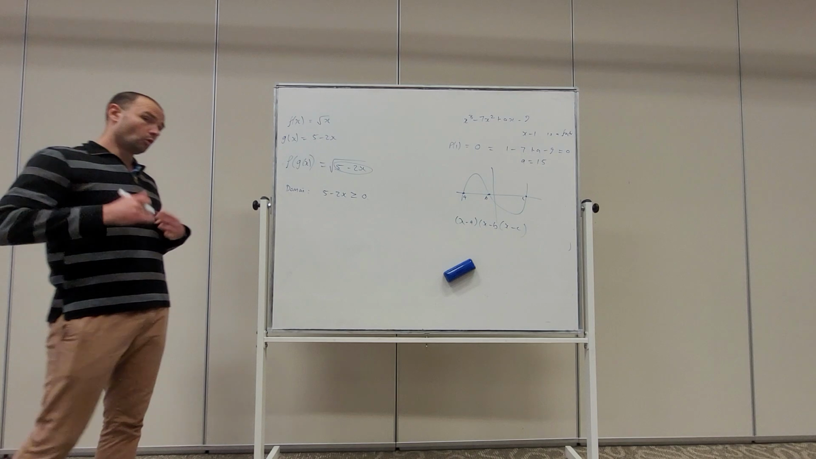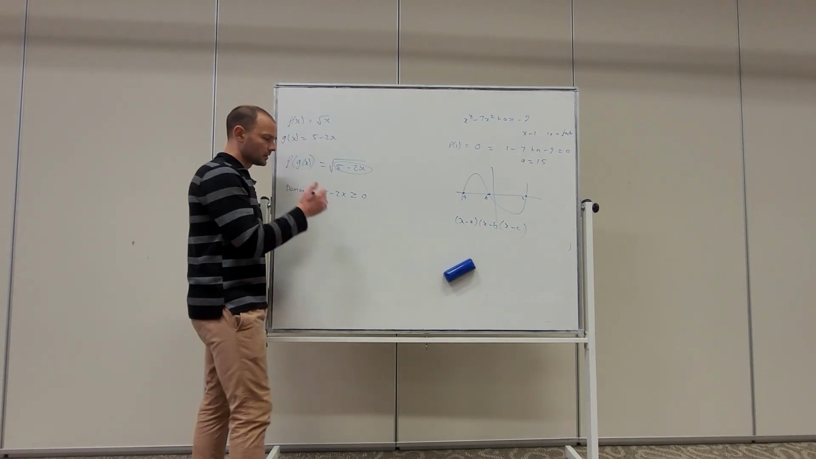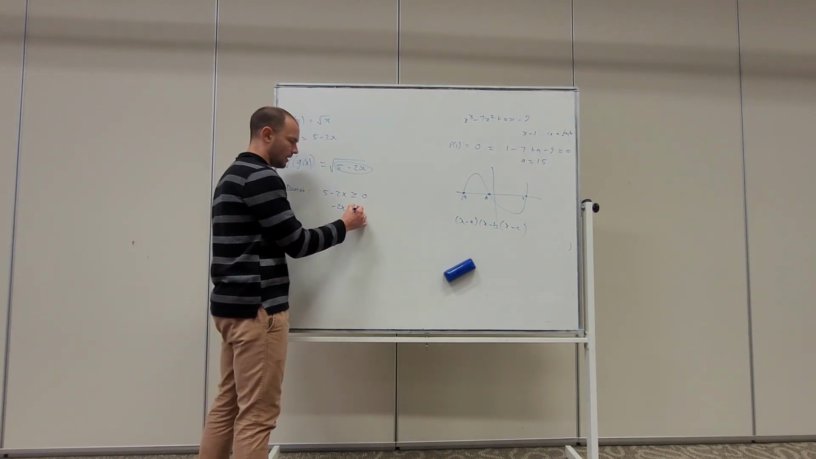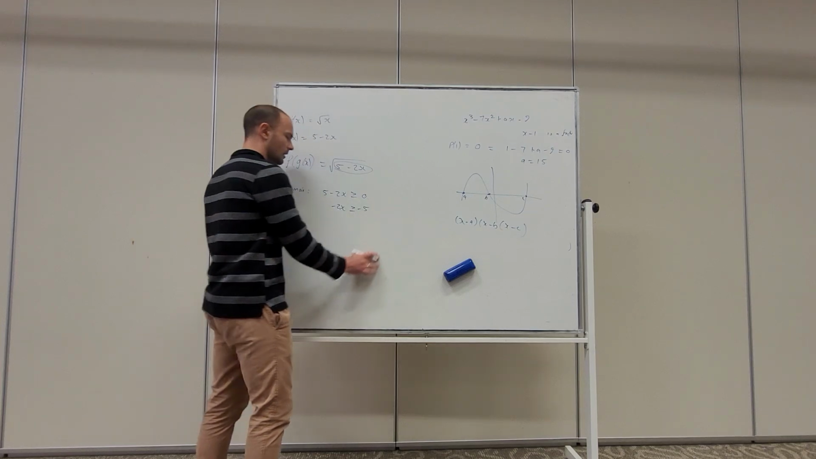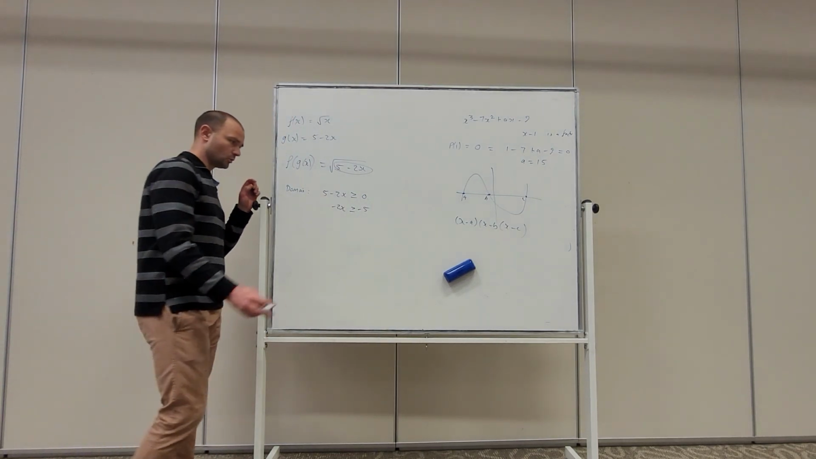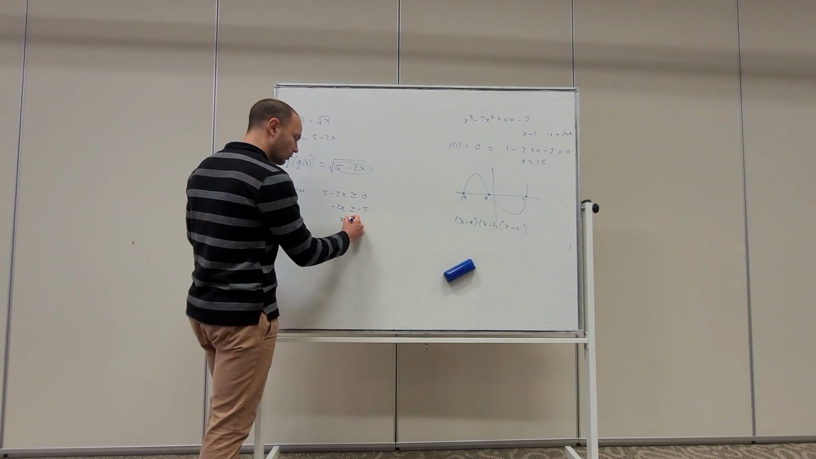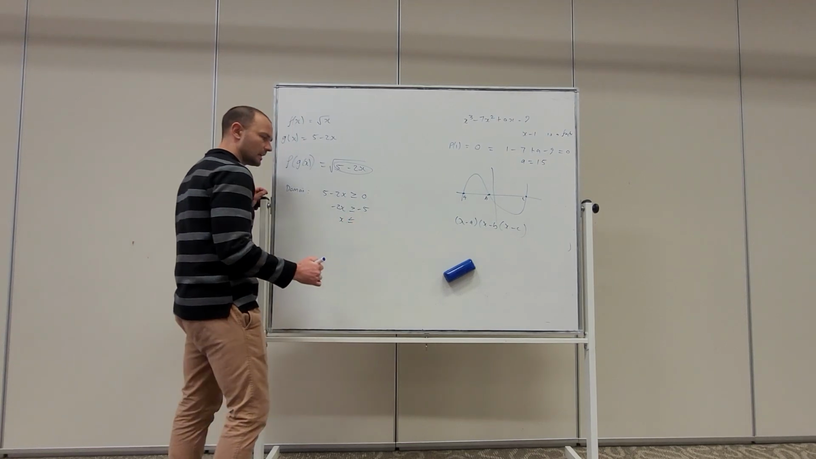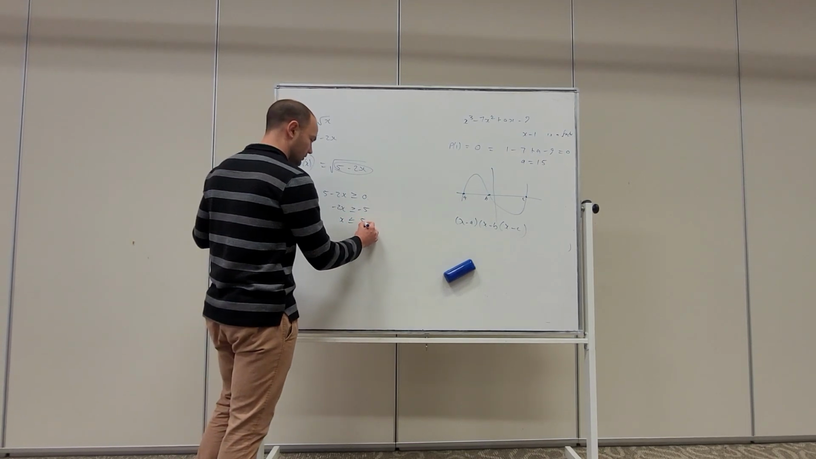Now an inequality is almost the same as an equals. So the first thing we're going to do is subtract 5 from both sides. And then we're going to divide both sides by -2. Now whenever you multiply or divide by a negative number, the inequality reverses direction.